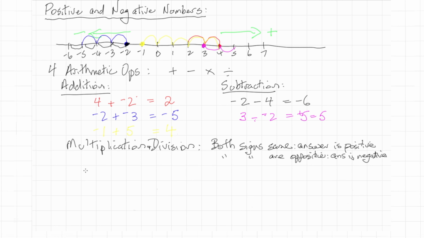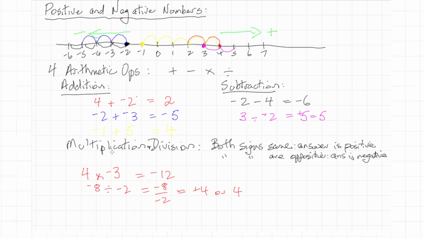So how does that work? Let's go 4 times -3. So we've got a positive times a negative, so the answer is going to be -12. Then -8 divided by -2. Both signs are the same, so the answer is positive. Another way to write that is -8 over -2, and that's just equal to +4. And as I said, we don't need to write the positive if we don't want to.